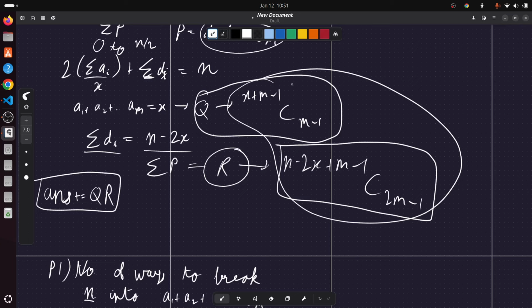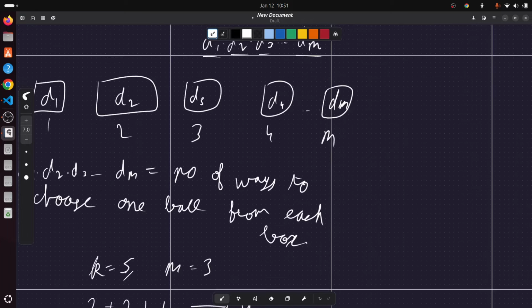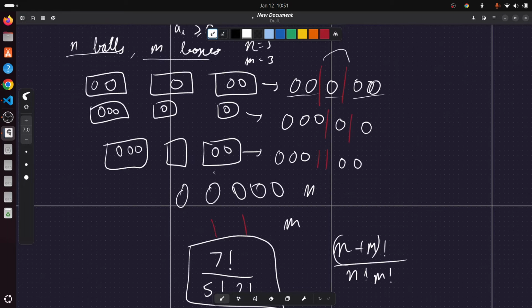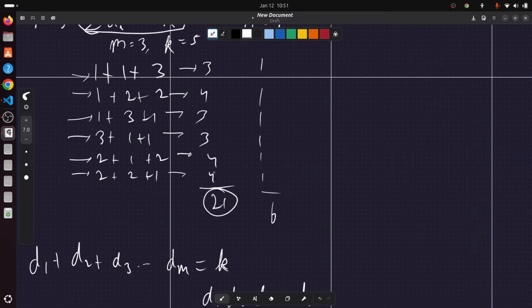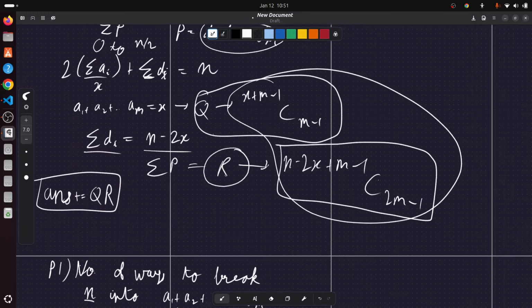So this was a very nice problem. The main beauty of this problem was here, that this d1 d2 to dm is just the number of ways to choose one ball from each box. All the other things are also beautiful, but they are standard. They are taught in JEE. If you did the preparation rigorously, then you must have studied that the number of ways to break n into m parts is n plus m minus 1 C m minus 1. That is standard, but this is not very standard, and the derivation of this is very beautiful. So that is the solution of this problem.